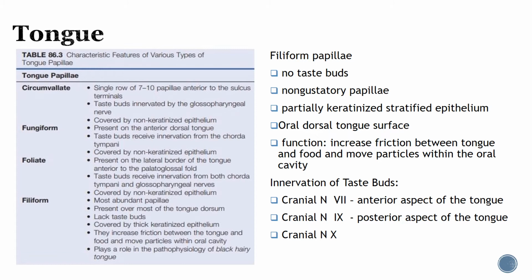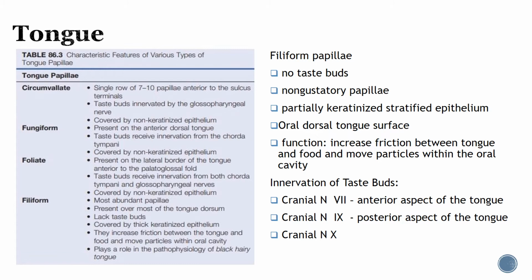There are between 2,000 and 5,000 taste buds in the human oral cavity, distributed on the tongue and the palate. There are 4 different types of tongue papilla: circumvallate, fungiform, foliate, and filiform. All except the filiform papilla contain taste buds and are referred to as taste papilla, whereas the filiform papilla contain no taste buds and are referred to as non-gustatory papilla.